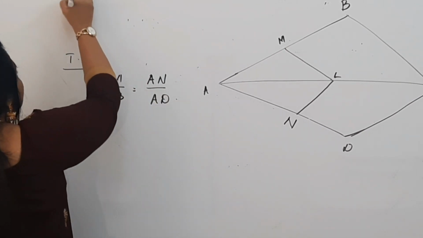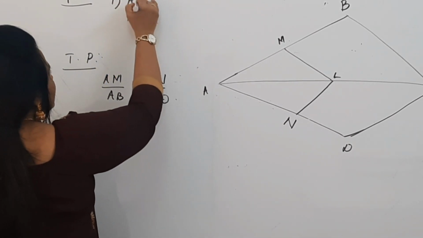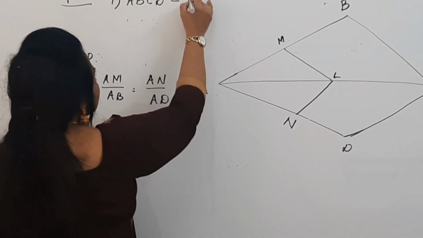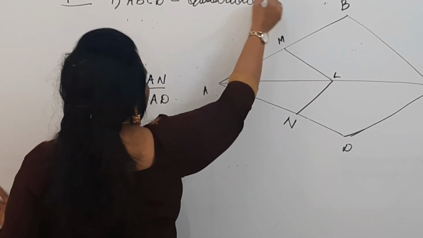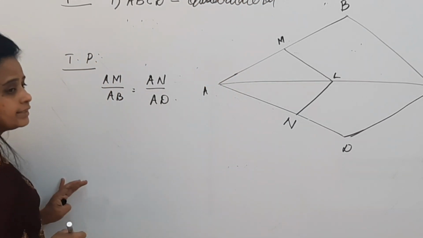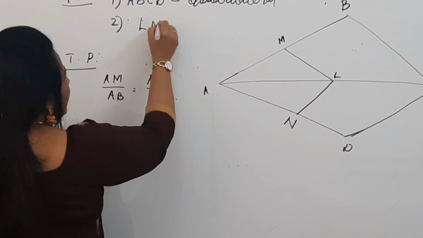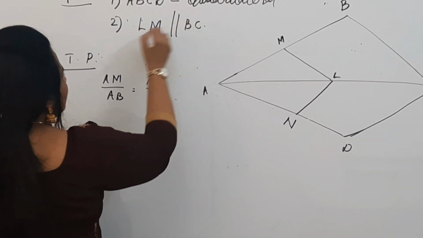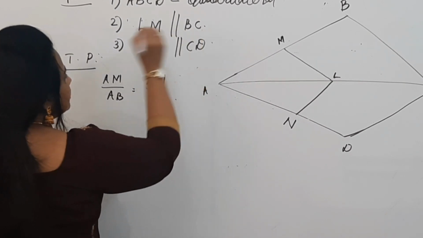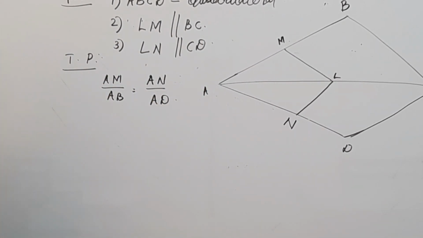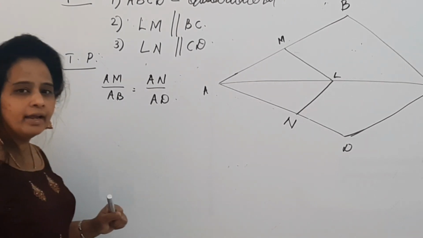So what is given, my dear children? In this, the first point given is ABCD is a quadrilateral. It comes for a 3-mark question, so of course you have to write the steps. ABCD is a quadrilateral and the second point given, LM is parallel to BC. And the third point given, LN is parallel to CD. Hope you get it. And we have to prove AM by AB is equal to AN by AD.